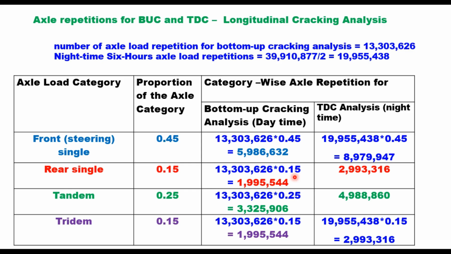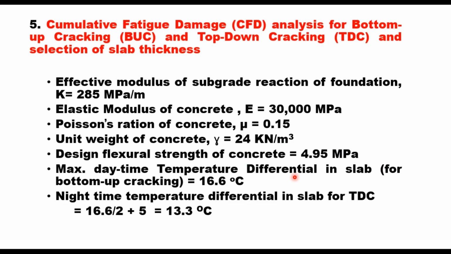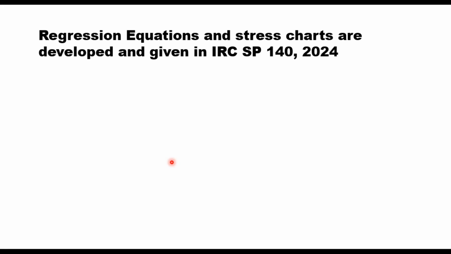Now with this design traffic for fatigue analysis, you carry out cumulative fatigue damage analysis for bottom up cracking and for top down cracking. And these are the input parameters. The maximum daytime temperature differential in slab for the state of Bihar is 16.6 degrees centigrade, which you can find from that table. The nighttime temperature differential in slab will be half of this plus 5, that is 13.8 degrees centigrade.